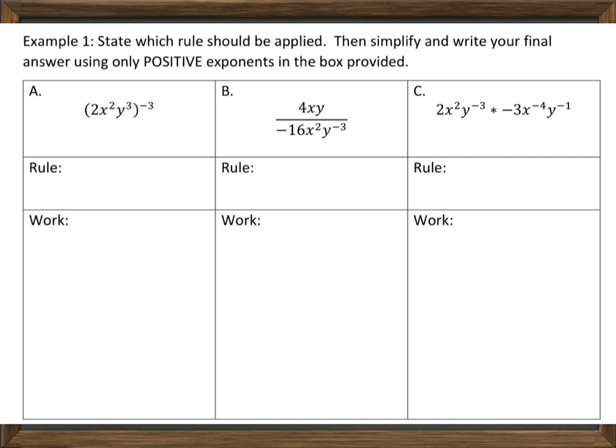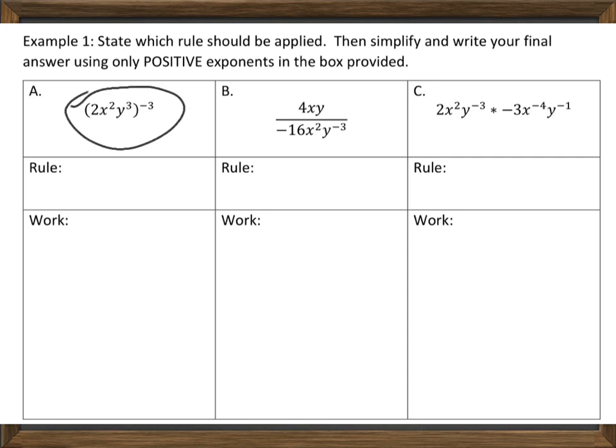Example 1. State which rule should be applied. Then, simplify and write your final answer using only positive exponents in the box provided. So, in this example, we're only going to have one rule to apply. In all of the rest of the examples, there will be multiple rules of exponents that we will have to apply in a single problem. So, let's just enjoy this while we can. So, we just have one rule.